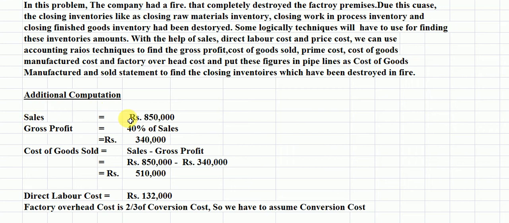Sales is given as 8,50,000 rupees. The gross profit is 40% of sales. Then we compute this and get the amount 3,40,000 rupees as gross profit. Cost of goods sold is sales minus gross profit. The sales amount is 8,50,000 rupees and the gross profit amount is 3,40,000 rupees. Now we deduct this amount from this amount, then we get the cost of goods sold, 5,10,000 rupees.